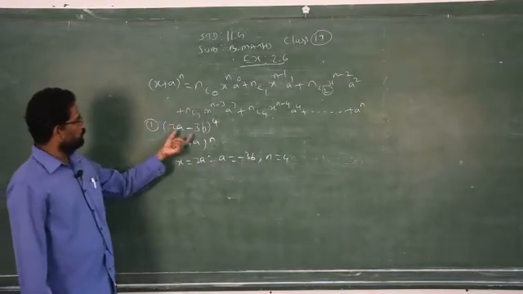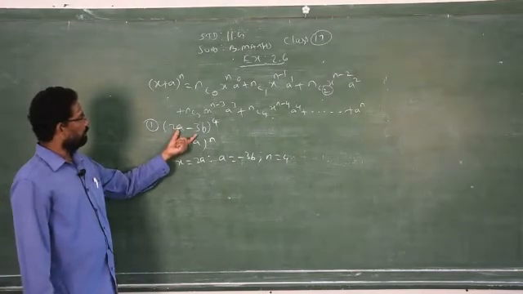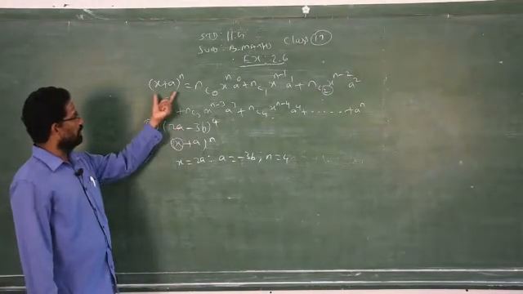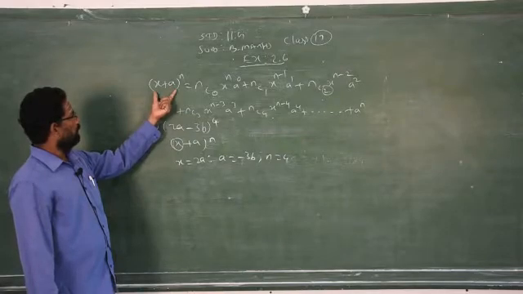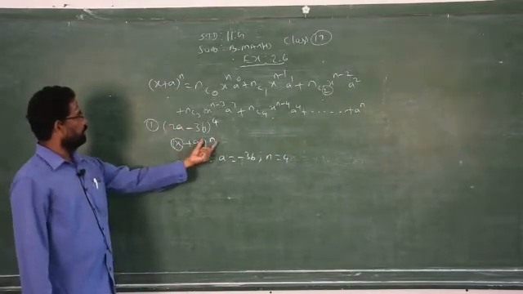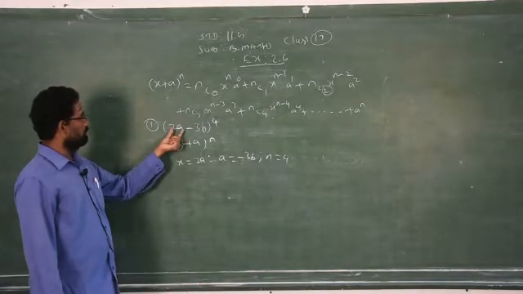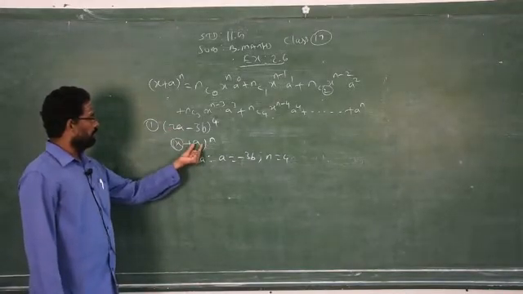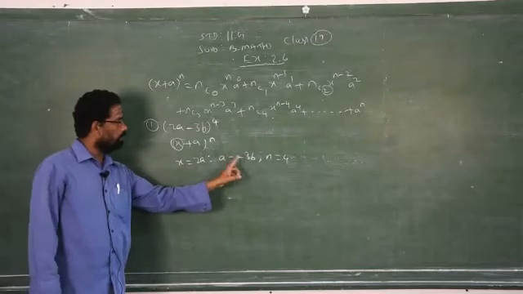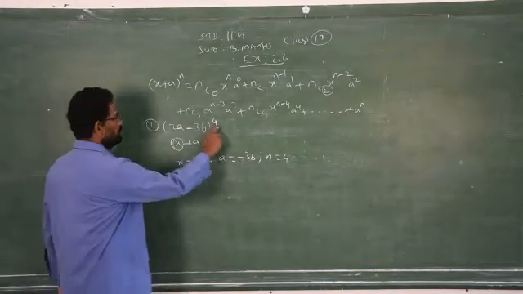Once you know this, you have to compare the given question with the general formula of the binomial theorem, (x + a) whole power n. In the place of x, what is given? 2a. In the place of a, what is given? Minus 3b. Don't take only 3b. Then n is equal to 4.